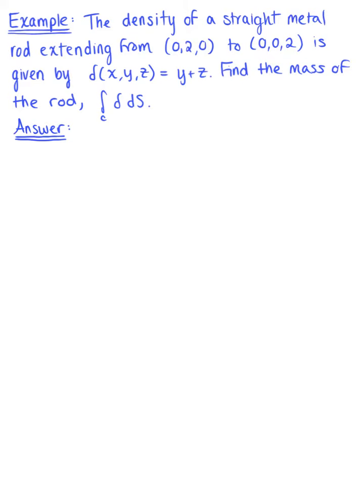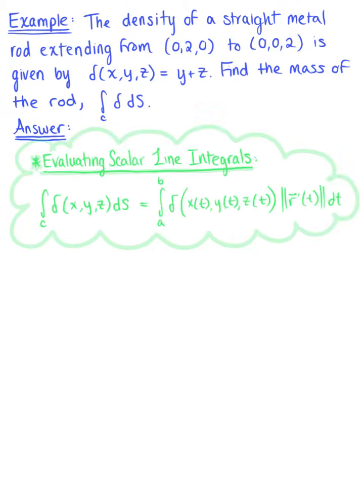To begin, let's recall the definition for evaluating line integrals of scalar valued functions. In order to evaluate this line integral, we need to find a parametric description for our curve C, and then use that parametric description to parameterize the density function, and then evaluate. So that's where we're going to begin.